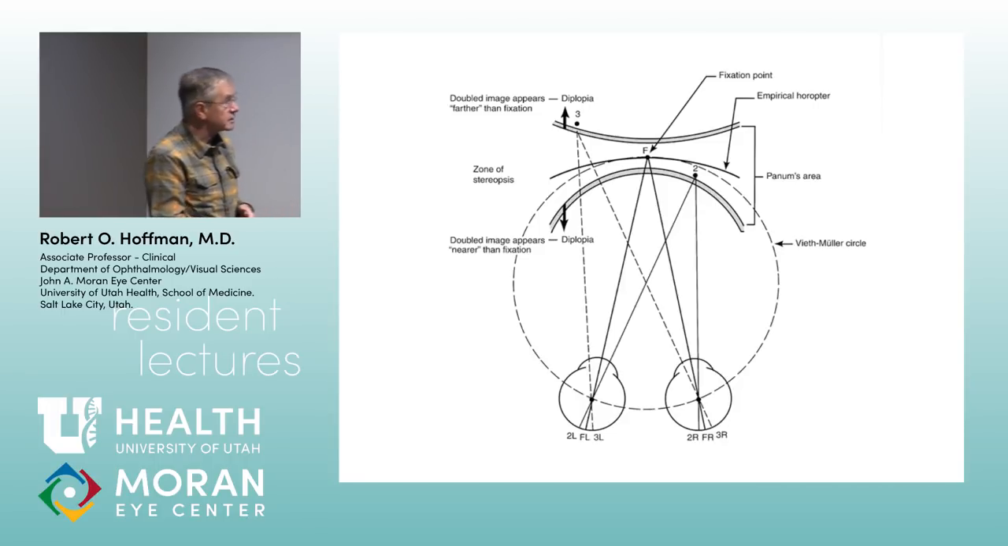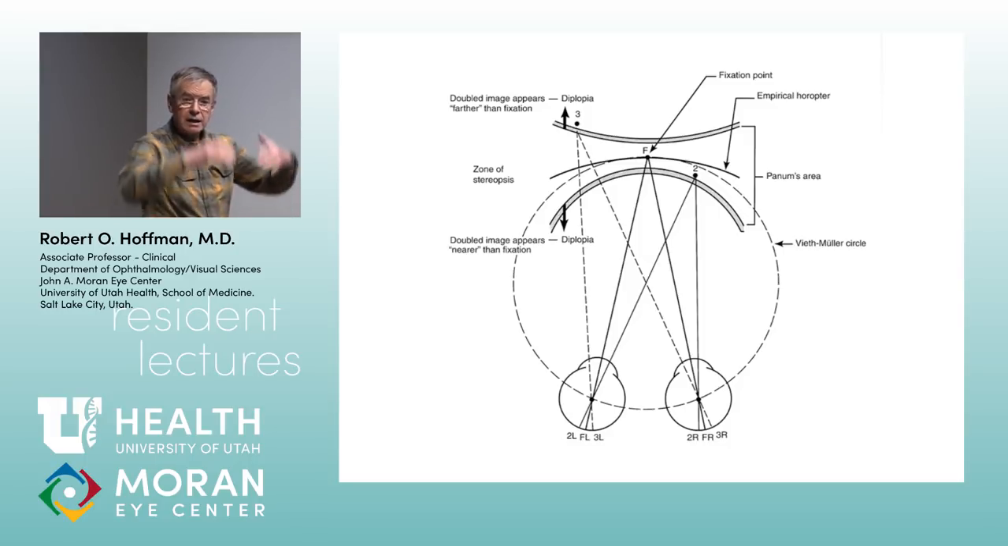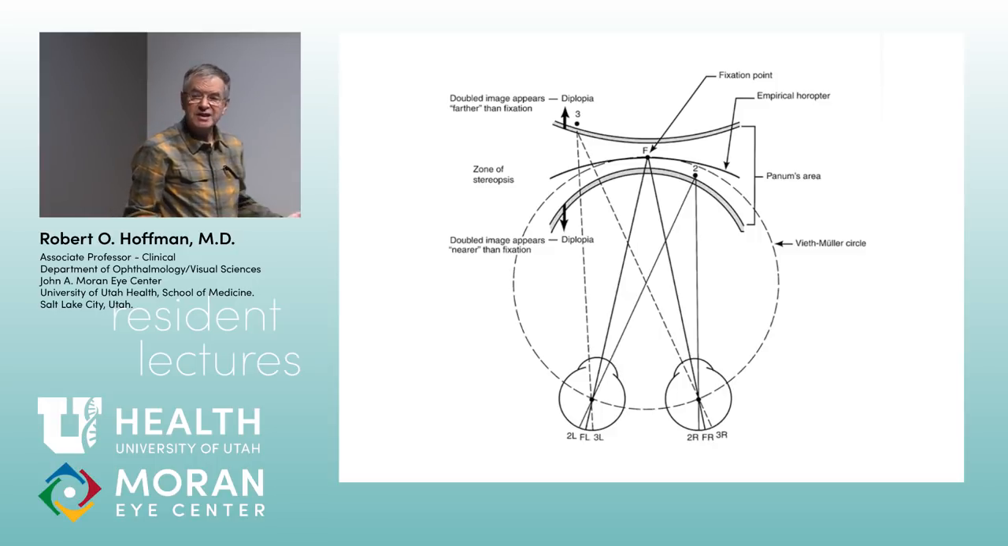Now, this picture is again from the home study course, and this patient is looking at this point, F. This is called the empirical horopter, or this Vieth-Müller circle, and the idea is that every point along this circle, while you're looking at F, is going to fall on corresponding areas in the retina in each eye. And so anything on that plane, and it's basically not just a line, it is a surface, is going to appear to be single.